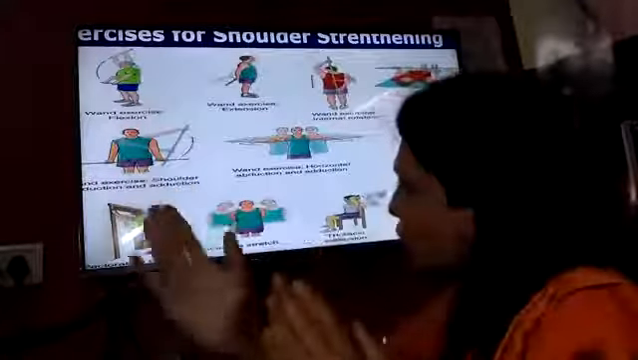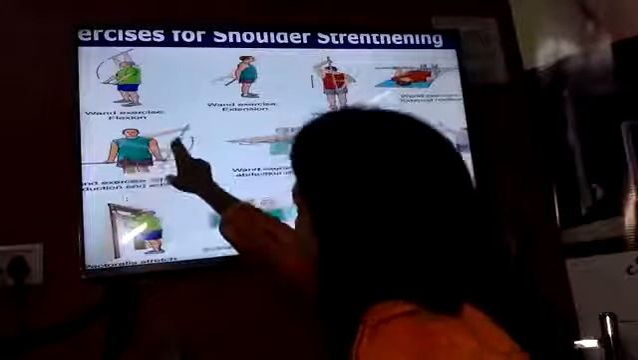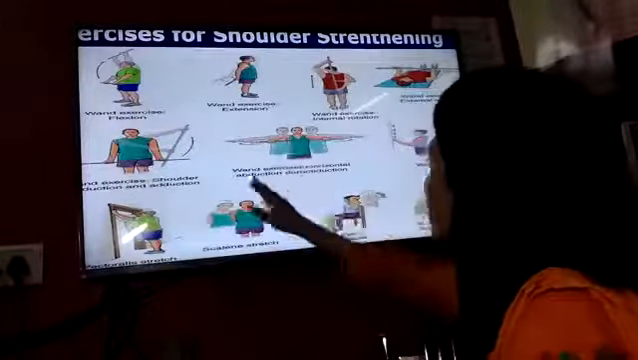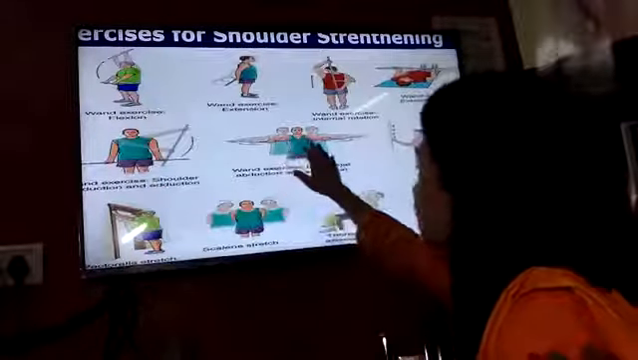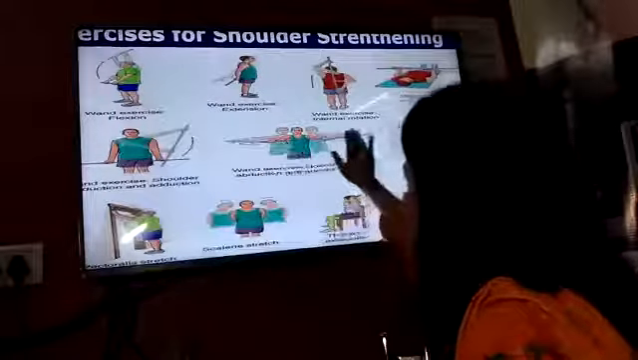Abduction means away from the body and adduction means towards the body. So while holding the band, we can do like this, abduction, and towards the body adduction. Then band exercise, horizontal abduction and adduction. While holding the band up front, we can do it in both directions, abduction and adduction.